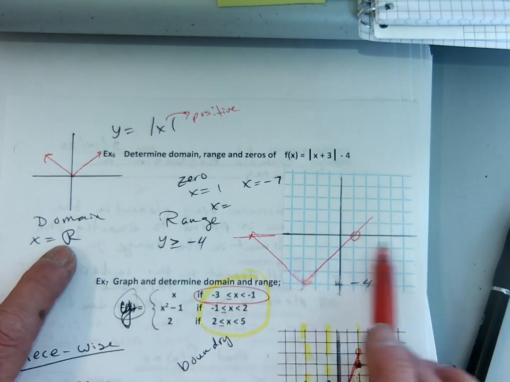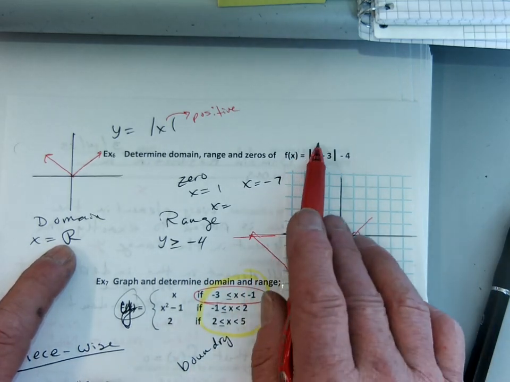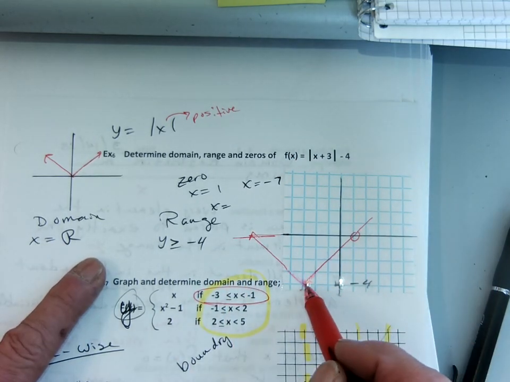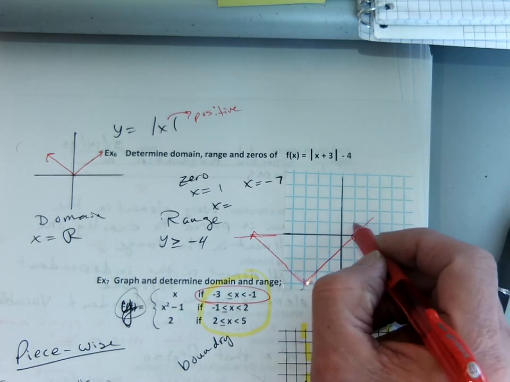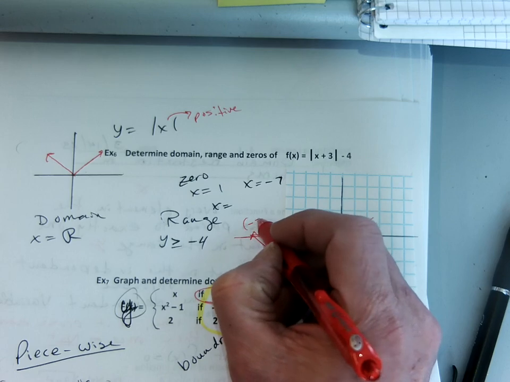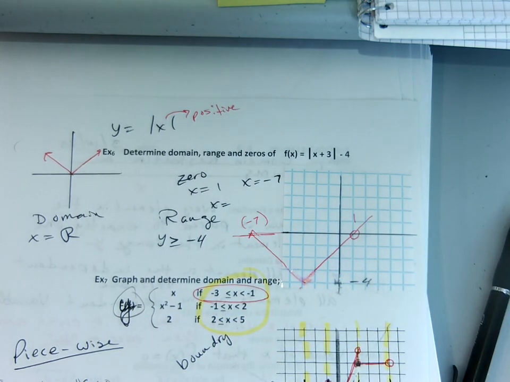Domain is all real numbers because it goes on forever, plus you can plug anything in. And the range, though, has a height of -4 up, so greater than or equal to -4. It has zeros at 1 and at -7, so that's where my zeros are, okay?